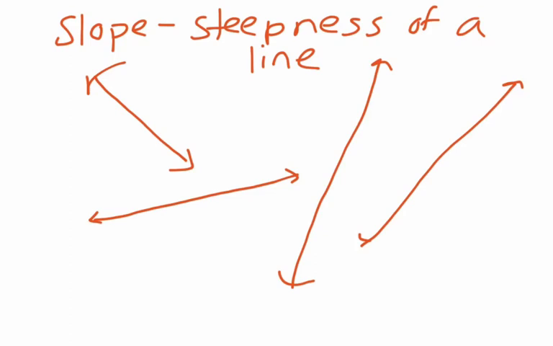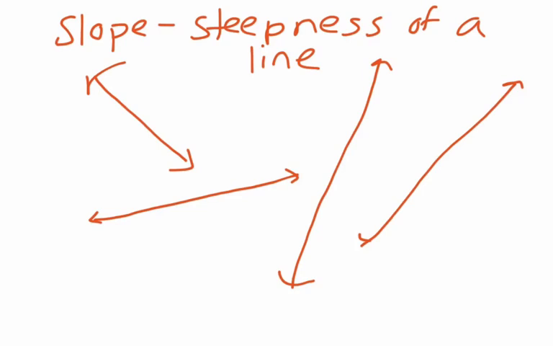So pretty much what we're talking about here is a number that quantifies exactly how steep the line is. The bigger the number, the steeper it is. I should be more precise. The bigger the absolute value of that number, the steeper it is.